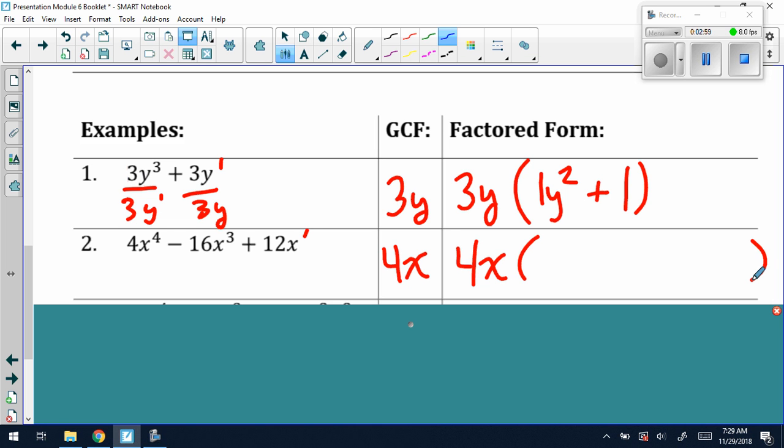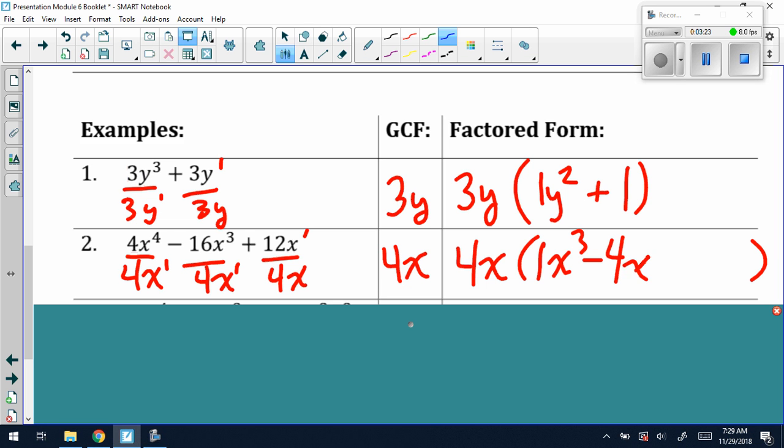Then I'm going to divide each term by 4x. So 4 divided by 4 is 1. X to the 4th divided by x, subtract your exponents, x cubed. Minus 16 divided by 4 is 4. X cubed divided by x to the 1st is x squared, again subtracting your exponents. Plus 12 divided by 4 is 3. X divided by x is 1. I don't need to write it because the 3 is there holding my place.